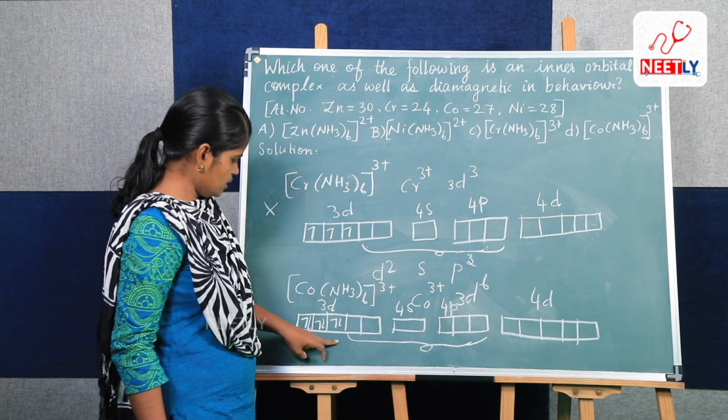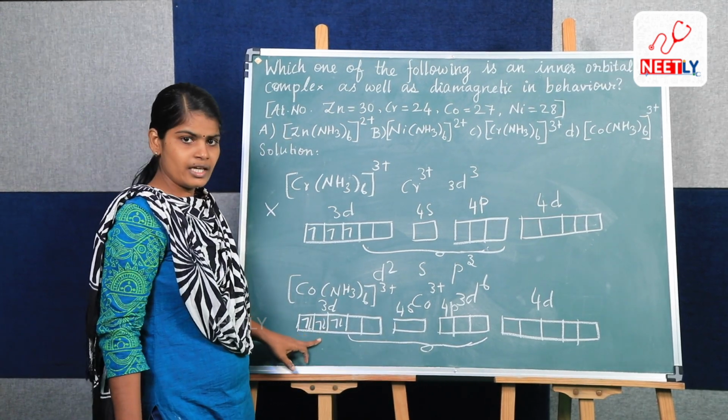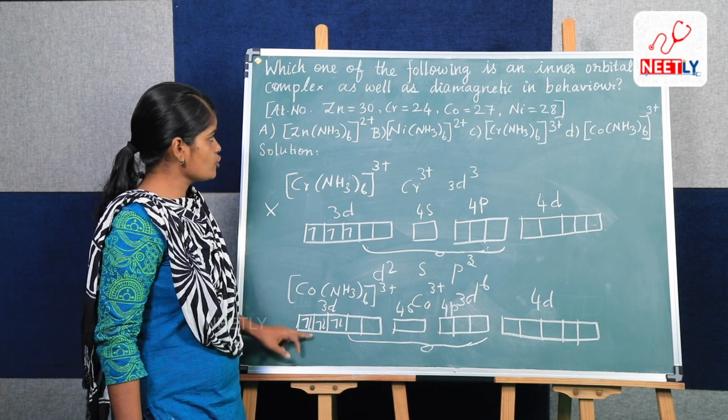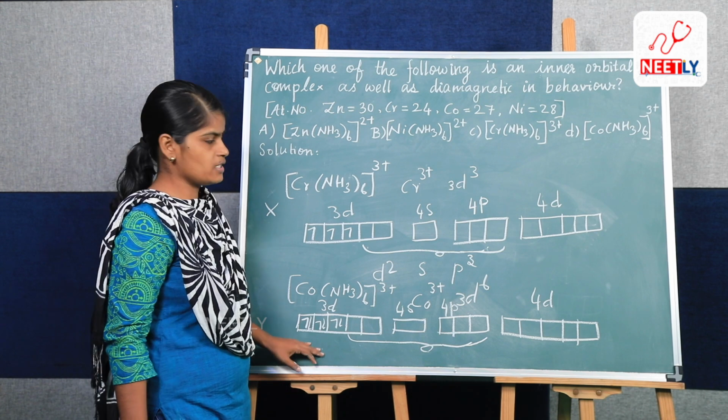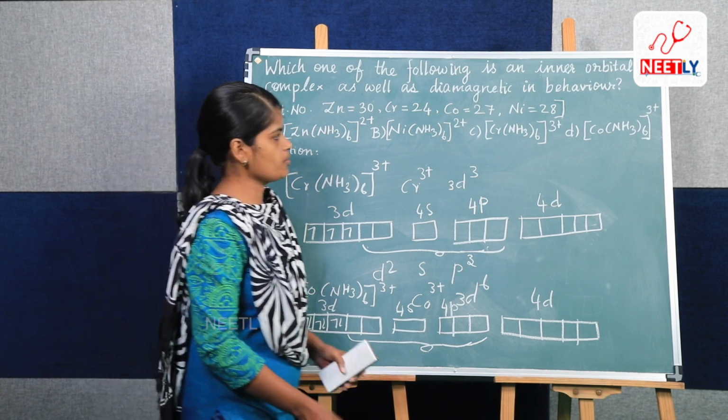And if you look at the d orbital electrons here, they are paired up, they are diamagnetic in nature. So as it was asked in the question, it is an inner orbital complex as well as diamagnetic in behavior, so option D is correct.